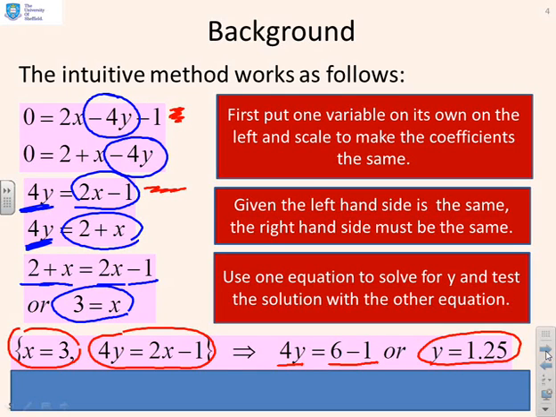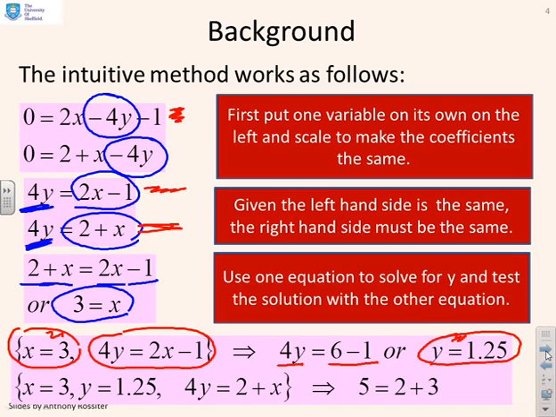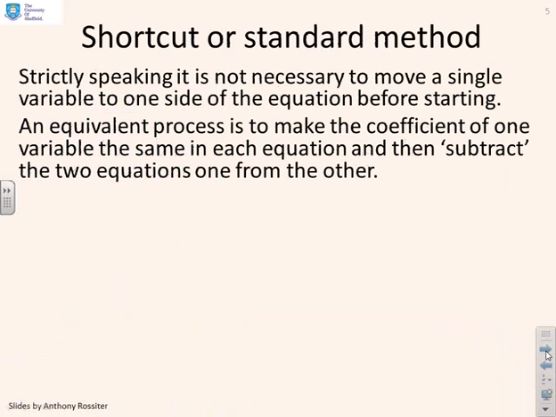Now, you should always do a check before you finish, so put this value for y and this value for x into the other equation and check that it works. So that's what we're doing here. We've got x equals 3, y equals 1.25, and there's the other equation. We put in the values and we get 5 equals 2 plus 3, which matches, and therefore we're confident that that's the solution. So this is the method we used in the previous video.